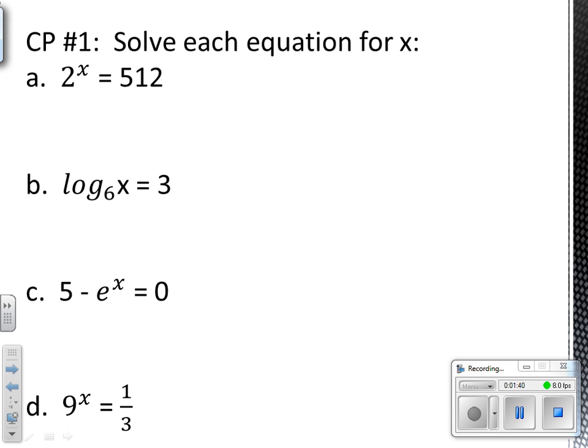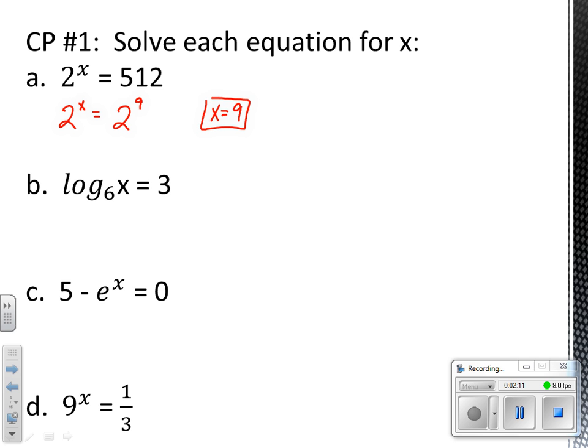All right, so checkpoint number 1. I'm doing problems towards the bottom of page 390 right now. So if we have 2 to the x power, my guess is, okay, I ought to be able to do something to the 512 so that I have a 2 there as well. And if you investigate that and play with it a little bit, you are going to discover that 512 is the 9th power of 2. So now you can see your one-to-one property. Solving this equation, we get x equals 9.